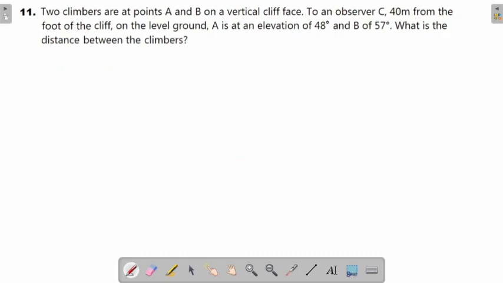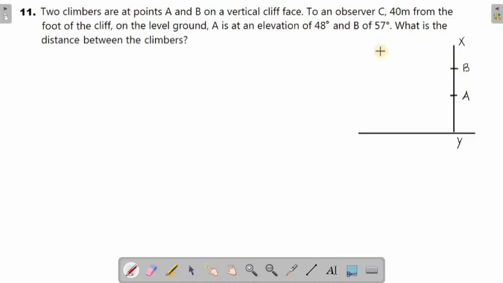Okay, so we have another question. I'm just going to give you a hint, because this question is similar to question number, I think, 8. Just look at the diagram carefully. Two climbers are at points A and B on a vertical cliff face. Let me draw a ground and there's a vertical cliff. Let me name the cliff as XY. You have to mention XY is a vertical cliff. Now on this cliff there are 2 points A and B. Let's say this is point A, and this is point B.